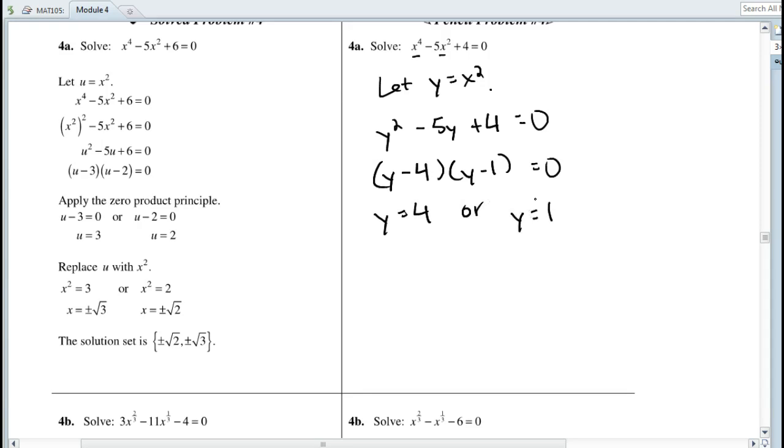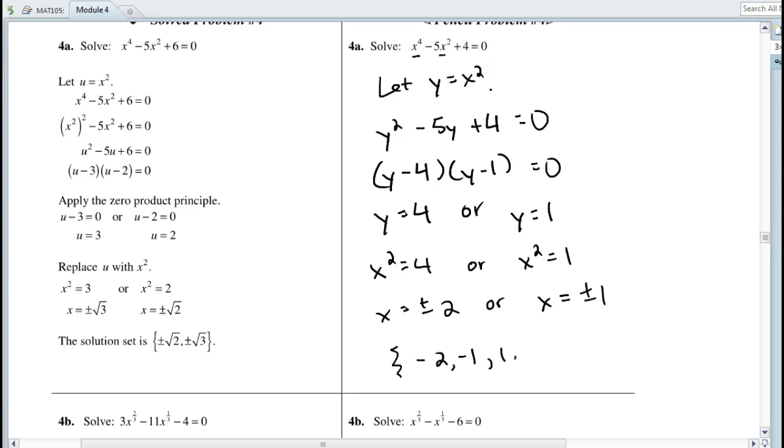But remember, it's very tempting to stop right there, but what we need to do is replace y by x squared and actually solve for x. So we have x squared equals 4, or x squared equals 1, so x is equal to plus or minus the square root of 4, which is 2, or x is equal to plus or minus the square root of 1, which is plus or minus 1. So our solution set will be negative 2, negative 1, 1, and 2.